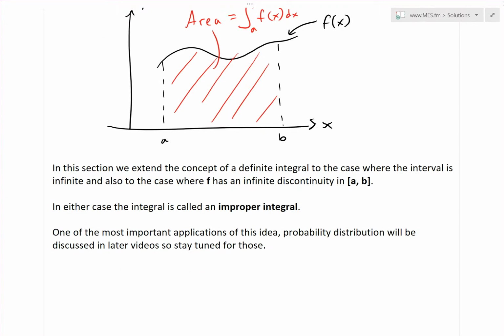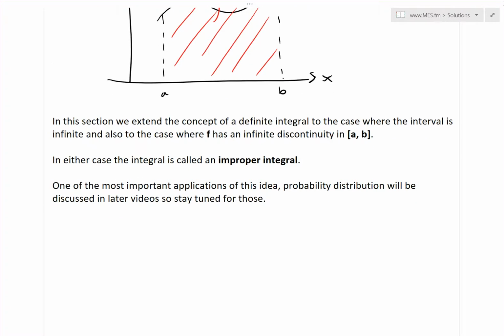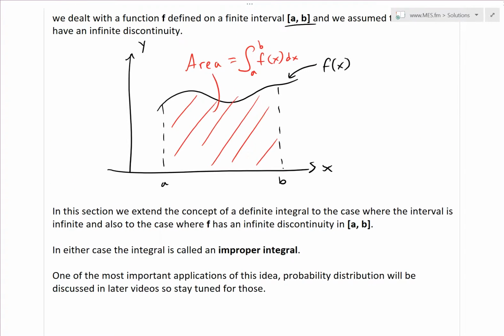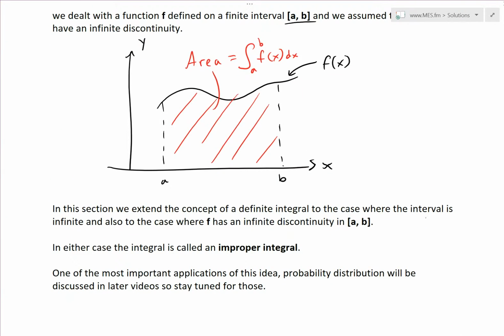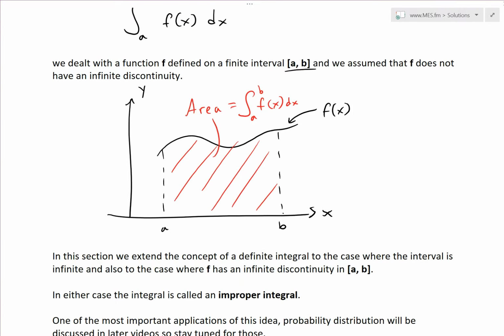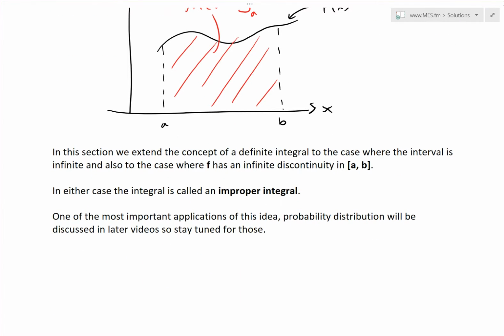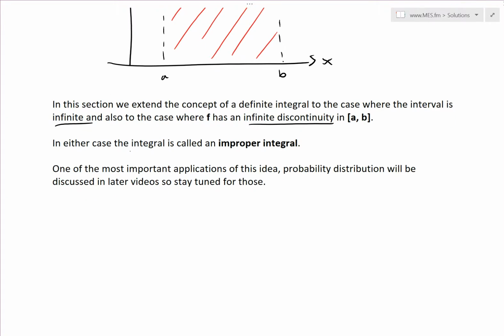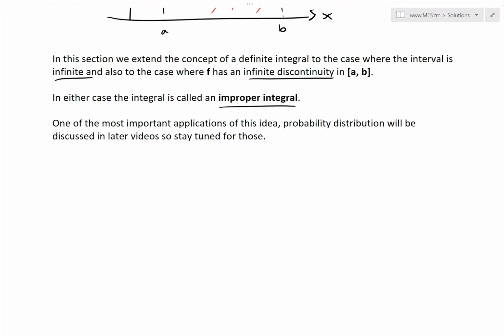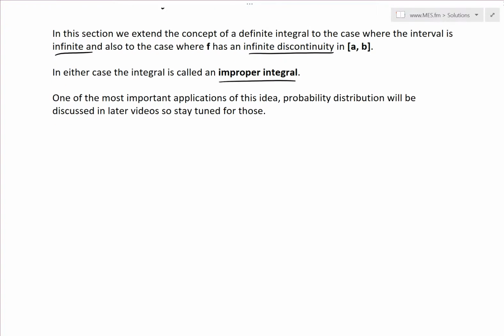But now in this video series, we'll extend this concept of a definite integral to the case where the interval is infinite, and also where f has an infinite discontinuity in the domain a to b. So these are basically two cases. In either case, the integral is called an improper integral. One of the most important applications of this idea, probability distribution, I'll cover in later videos, so stay tuned for those.